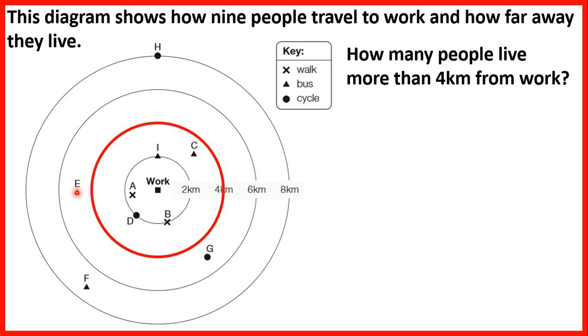So we can see that we have this person here, this person here, this person here, and this person who all live more than 4 kilometers away. So that's 4 people altogether.